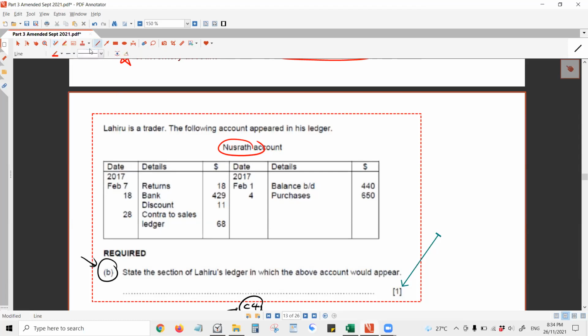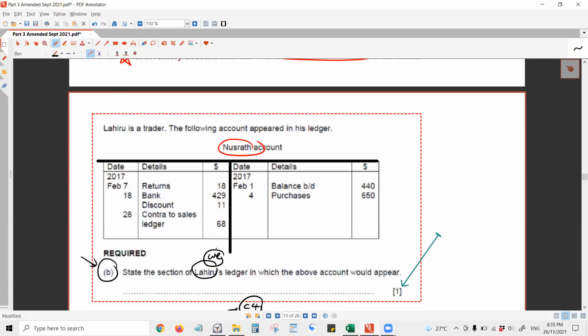I know it looks like a table. It looks like a table. In exam, a table like this is actually a T account. Okay, you need to be aware. It's actually a T account, but they draw it in the form of a table. So we are not Nusraf, we are Lahiru.